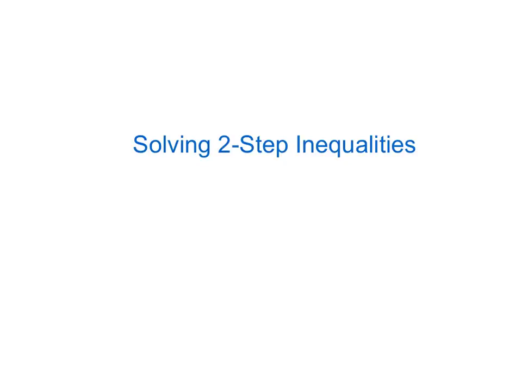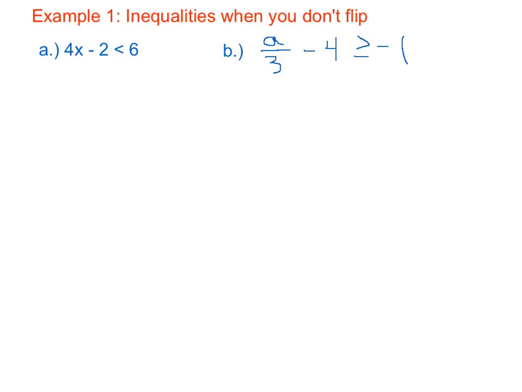Alright, here are some examples on when you're solving two-step inequalities, when you don't flip the sign and when you do flip the sign. Here are two examples of solving two-step inequalities when you do not flip the sign. So, as we look at part A here, look at what's being done to the variable x.